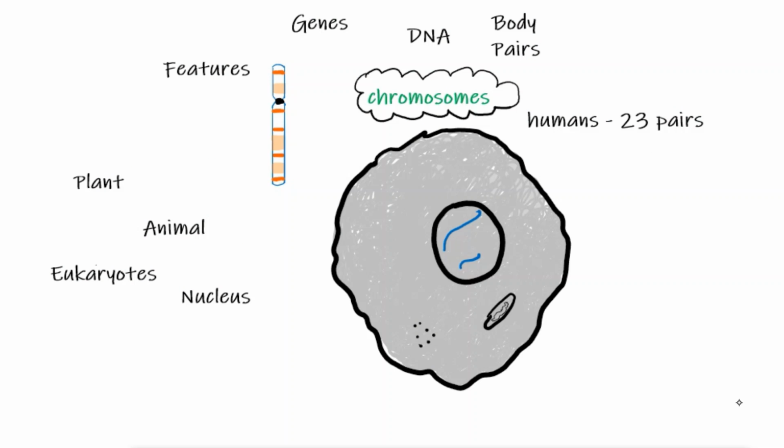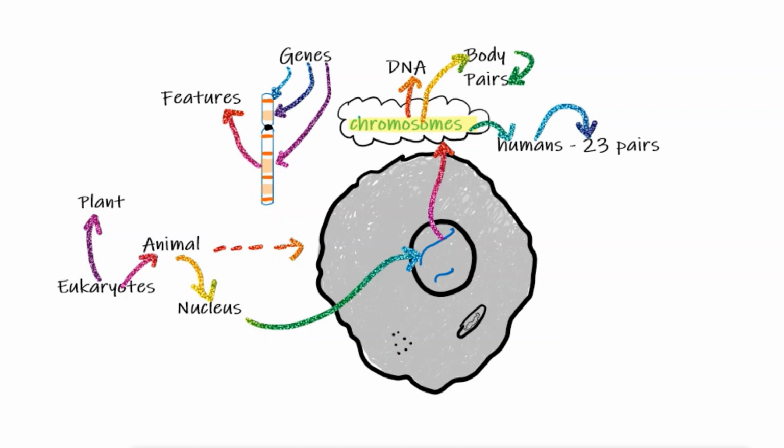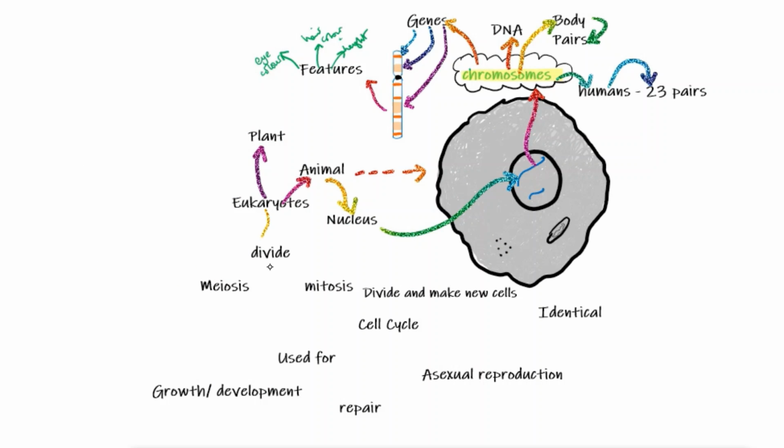As we've learned, eukaryotes are either plant or animal cells. Here you can see a diagram of an animal cell. They have a nucleus, and the nucleus contains chromosomes. The chromosomes are made up of DNA, and in the body they are found in pairs. The human body has 23 pairs of chromosomes. The chromosomes have genes. The genes are responsible for different features such as eye colour, hair colour, height and many others. All eukaryote cells divide either by mitosis or meiosis, which we will look at in another video.